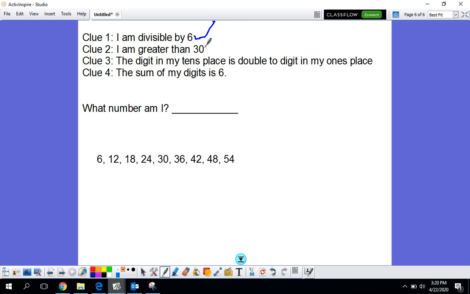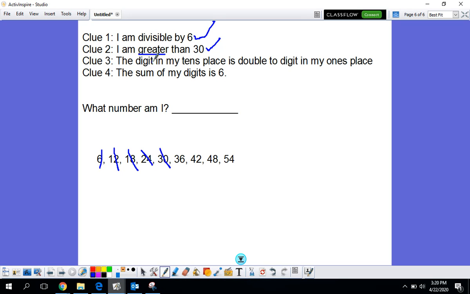Clue 2, I am greater than 30. That word greater means it is bigger than 30. I can mark out some of these numbers. I got to mark out the 6, the 12 won't work, the 18, the 24 won't work, and then 30 won't work. If it's greater than 30, it can't be equal to 30. Okay, so I've done that clue.